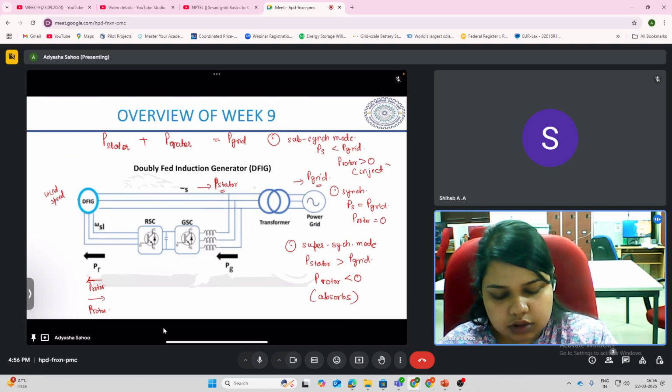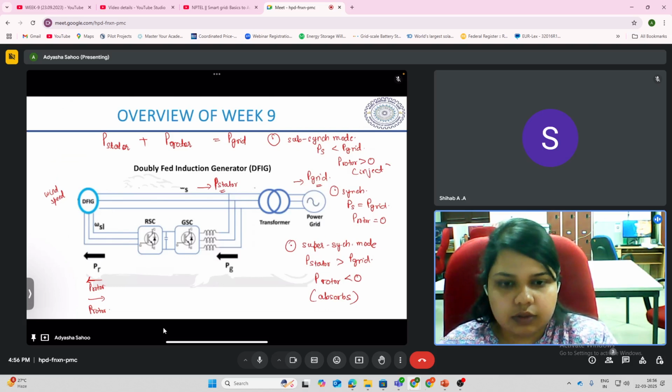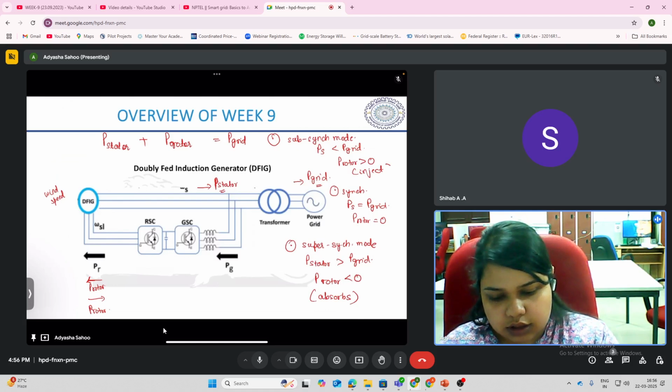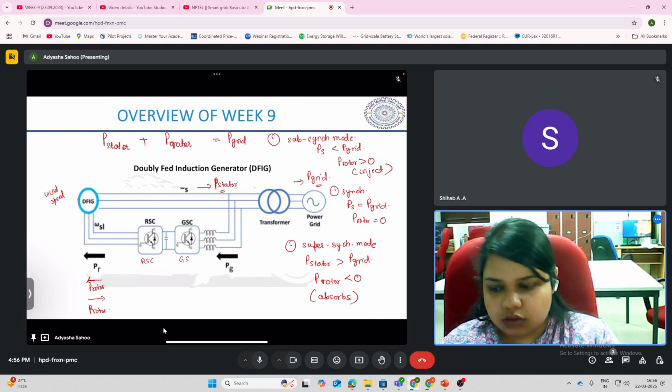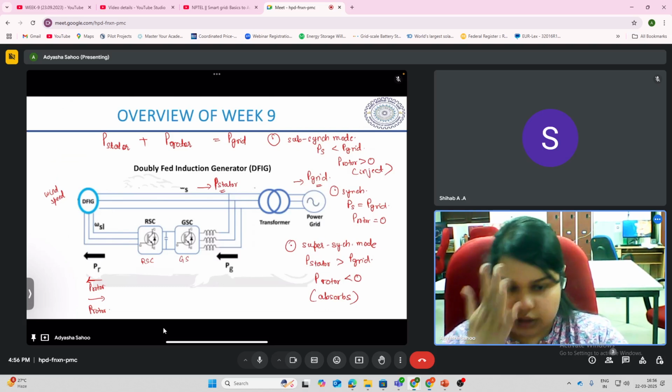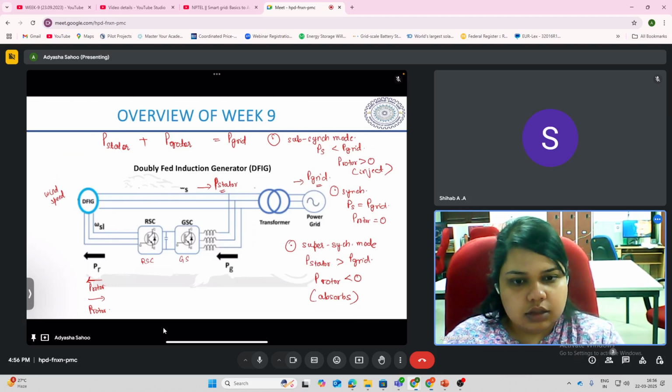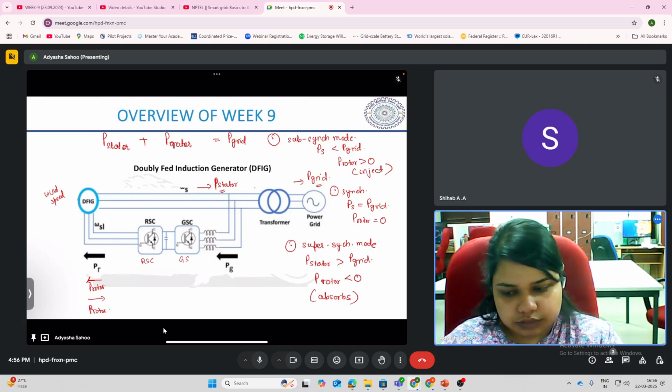Now you see this rotor side is basically connected with the help of this rotor side converter, RSC, and this grid side converter. So we will see what is the requirement of these both converters.